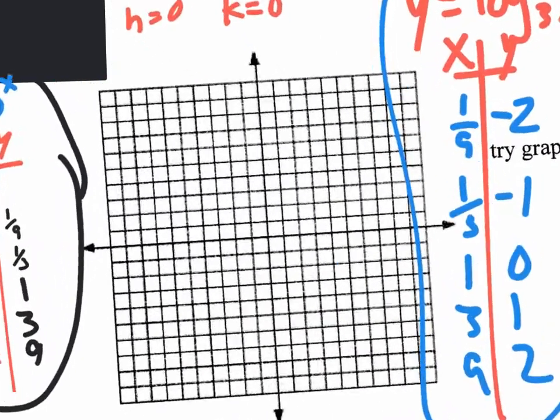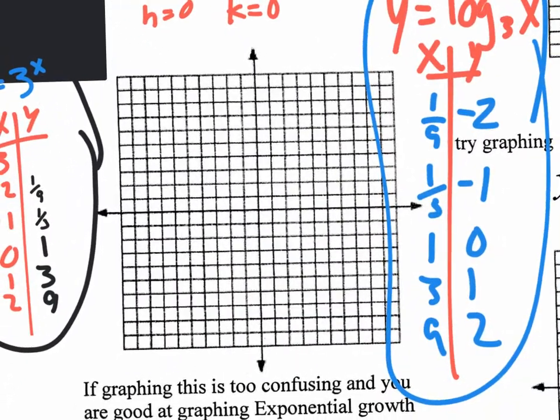Okay? So graphing these, you'd have 0, 1, which is right here. You'd have 3, 1. No, I'm sorry, I said 0, 1. It should have been 1, 0, which is right here. Then we have 3, 1. We have 9, 2.